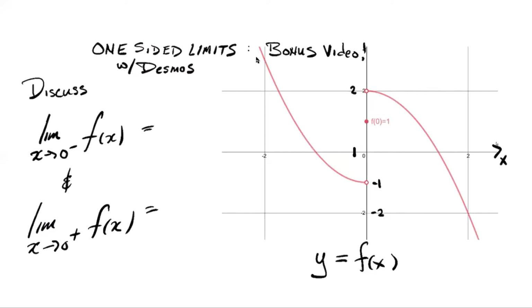And the questions we're going to be talking about are what are the left and right-hand limits of that function as x approaches 0? Well, from the left and the right respectively. We'll start off looking at the left. So let's switch over to Desmos.